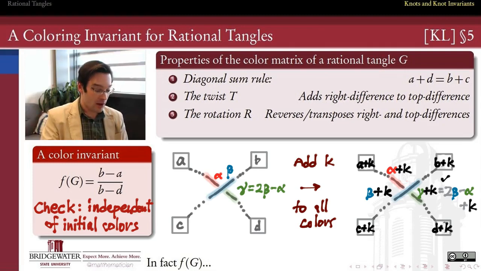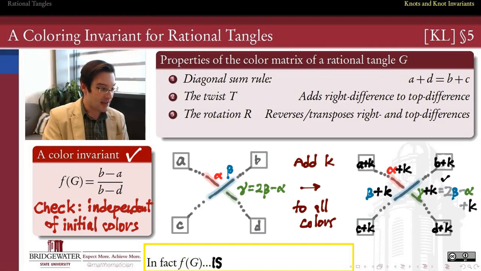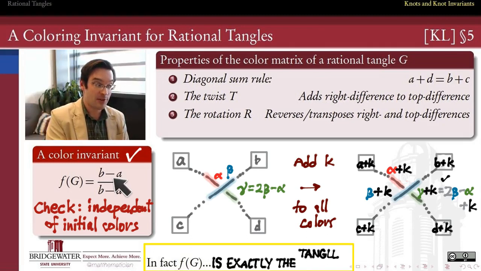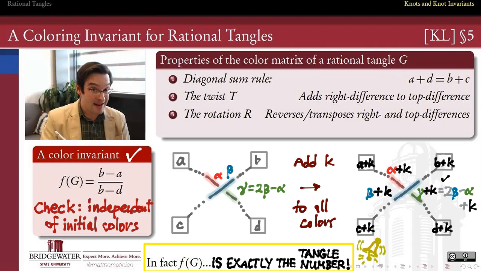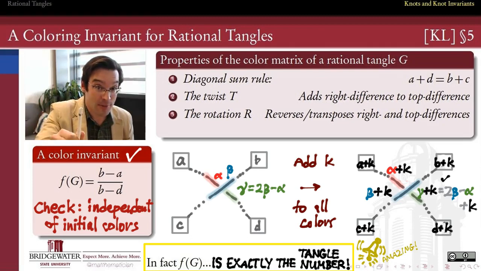And so the upshot of all of this is that it doesn't matter which colors I started my coloration with. I chose 0 and 1, but we could have chosen any two integers to start off my coloration. I will get a valid coloration through this process, and therefore this fraction that we get out of the color matrix is going to be an invariant of my rational tangle. And since on the previous slide we also showed that it obeys all the same properties that the tangle number does, in fact, this ratio of top difference divided by right difference is not only related to the tangle number of that fraction, it is exactly the tangle number of that rational tangle.